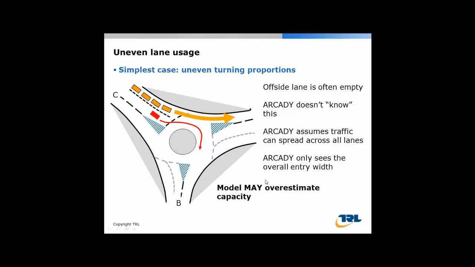As a result of that, ARCADY can tend to overestimate the capacity. So the queues and delays you see in ARCADY may be on the small side compared to what they would be in real life. That's because in the original research back in the 1980s, there was some uneven lane usage. Some of that is implicit in the model, but it's not explicit.